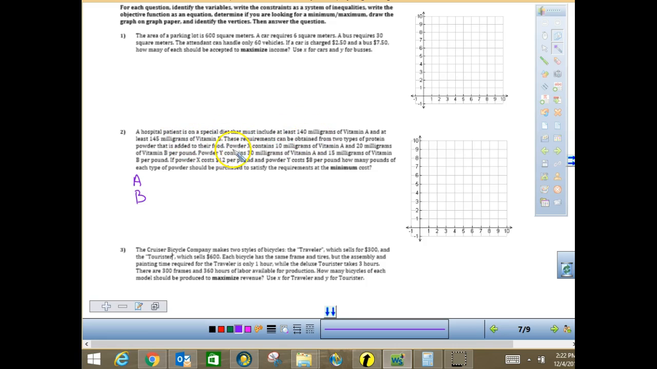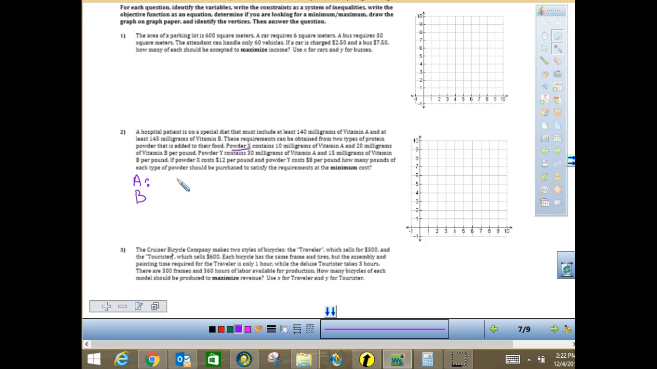So, it says you're going to have powder X, and you're going to have 10 milligrams of that in vitamin A and 20 milligrams in vitamin B per pound. Then it says Y contains 30 milligrams in vitamin A and 15 in B. So, powder X in vitamin A. So you want to think of vitamin A. So this is kind of a weird one to work because you got lots of different variables.